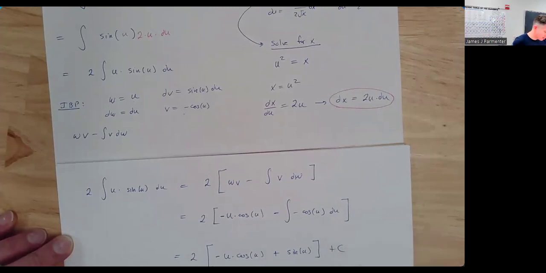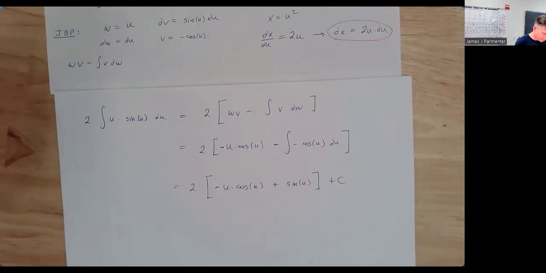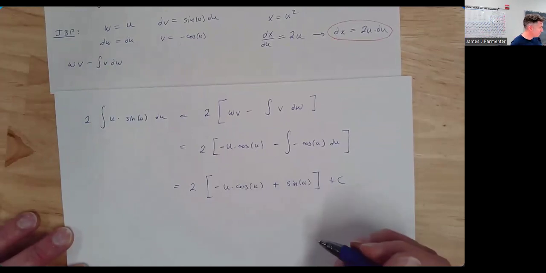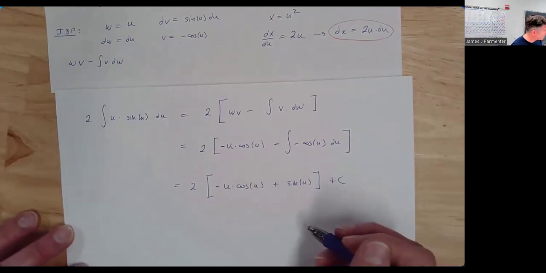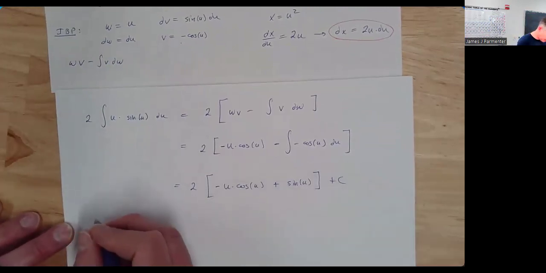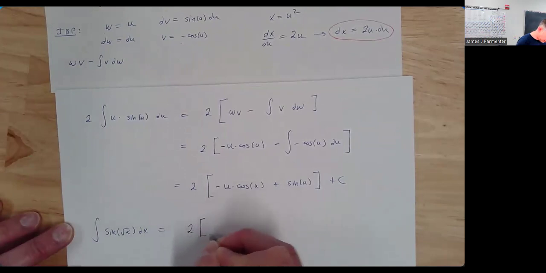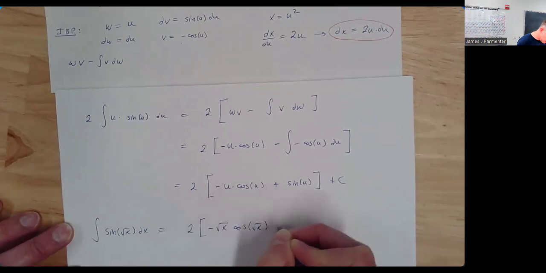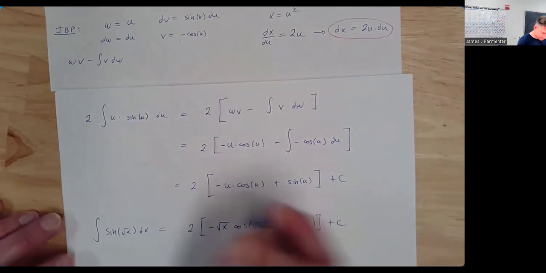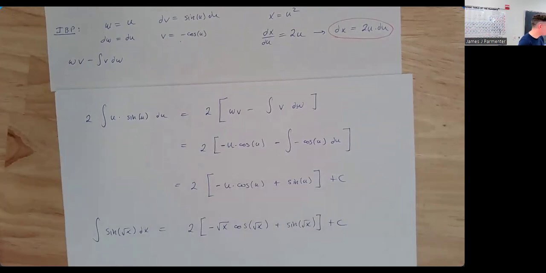And then, sorry, you can't quite see that. We have to go back and plug in what u was equal to in the first place, which was the square root of x. So then we're going to get that the antiderivative of sine of root x is equal to 2 times negative root x cosine of root x plus sine of root x plus C. And if you took the time to take the derivative of this, it would end up equaling sine of root x.